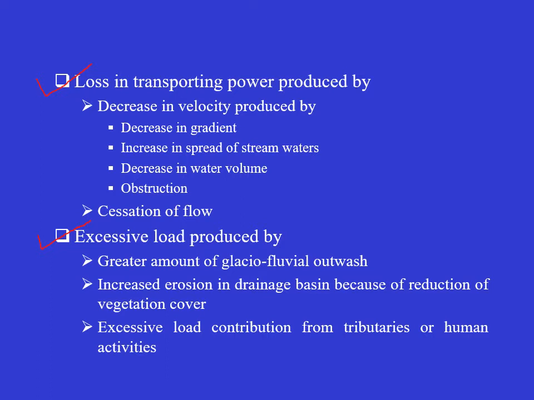So coming to the first one, loss in energy of river water may happen due to decrease in velocity. If the flow velocity of river water is decreased, that means the energy condition of the river water at that place becomes low. This lowering of energy condition, or lowering in velocity, happens due to decrease in slope or decrease in channel gradient, and increased spread of stream waters.